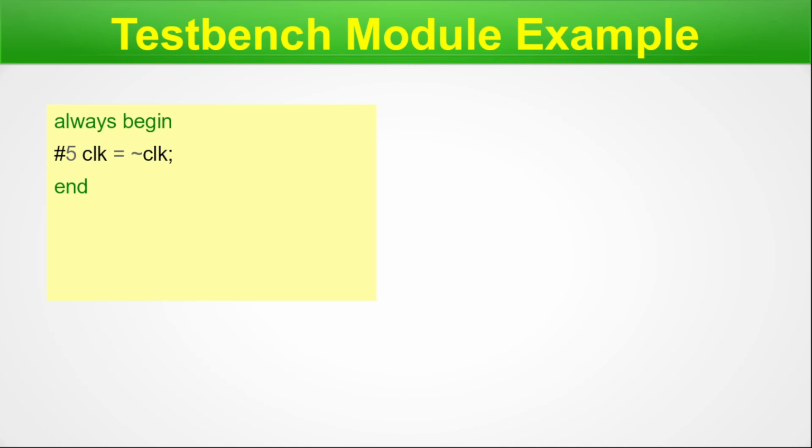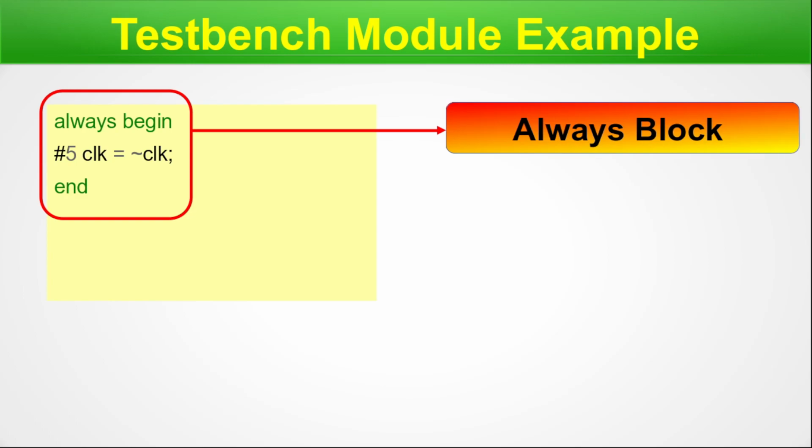Here we have the end keyword, so this ends the always block. The block is started by the begin keyword and ended by the end keyword. So this is the always block. The difference between the initial and always block is that the initial block is where the initializations are done, and it executes only once.